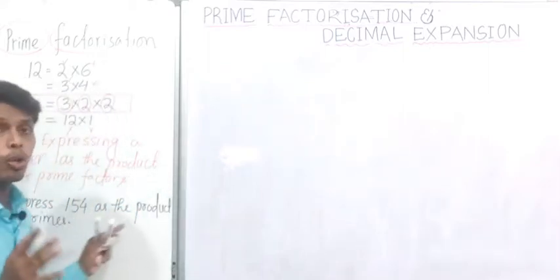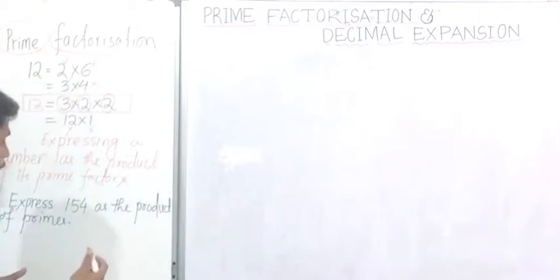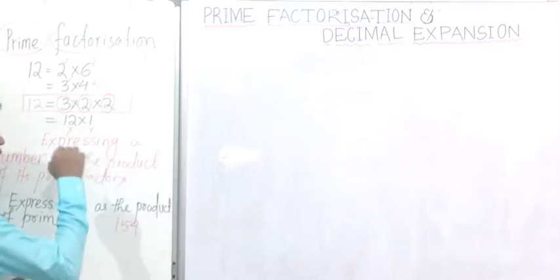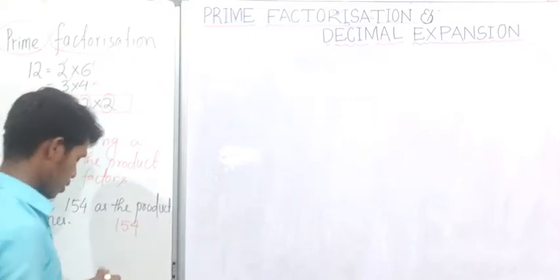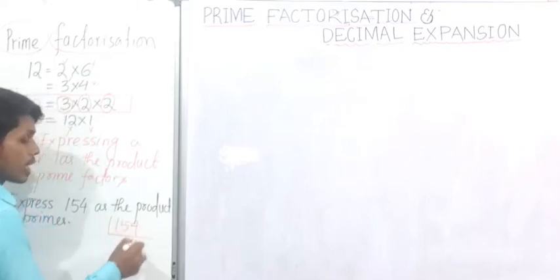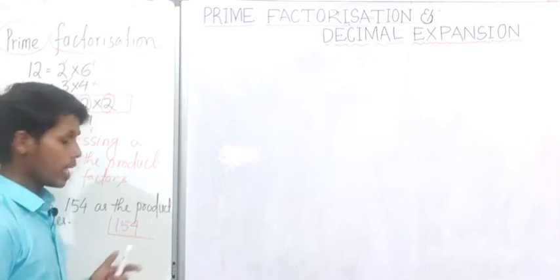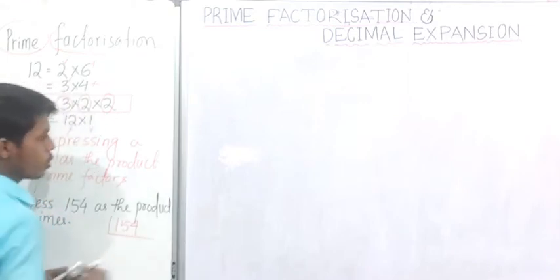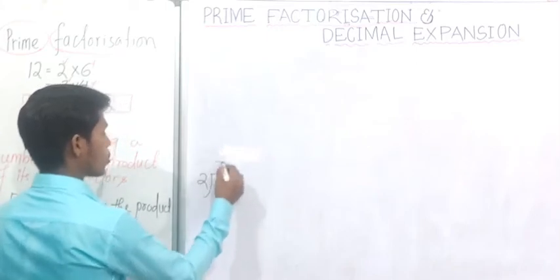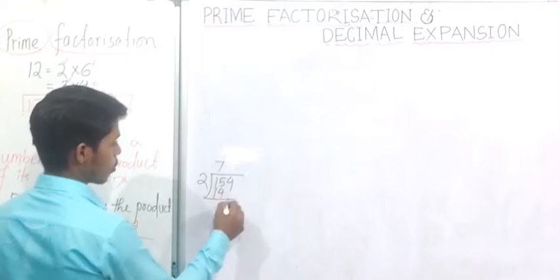So simply we need to factorize 154. How will we do this? Simply we need to factorize 154 by only its prime factors. No composite factors will be used here. So first see, here 154 is an even number as 4 is in its unit place, so it can be exactly divisible by 2. So what we need to do? We need to divide 154 by 2. 2 sevens are 14, 1 is the remainder here, then 4 will be stepped down.